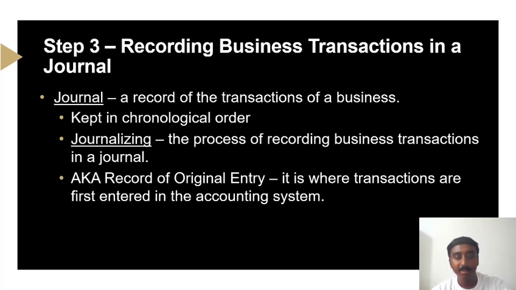The third step is recording the business transaction in a journal. A journal is a record of the transactions of a business kept in chronological order. Journalizing is the process of recording a business transaction in a journal. It is the record of original entry, where transactions are first entered in the accounting system, which is also known as the book of original entry.